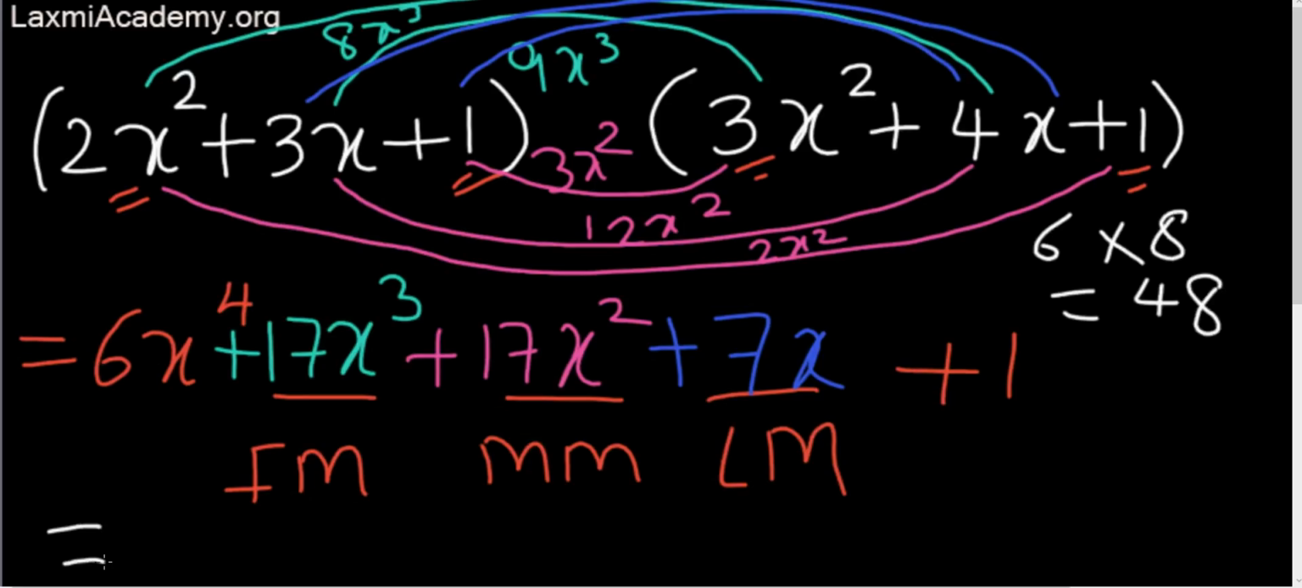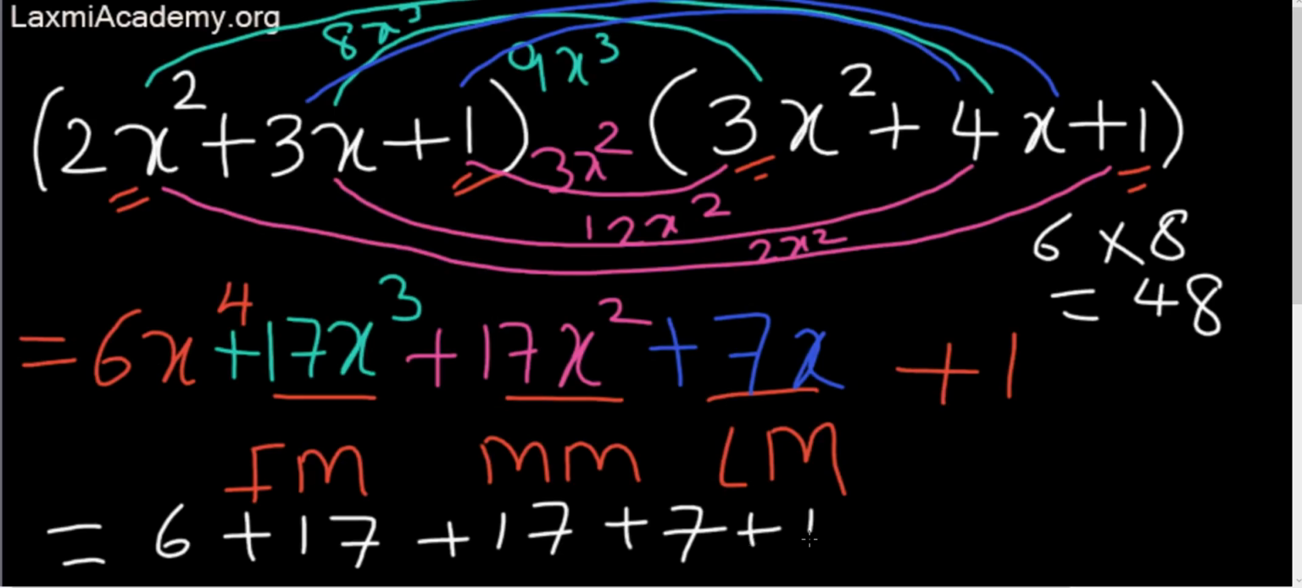You do the same thing with the answer. 6x to the fourth plus 17x cubed plus 17x squared plus 7x plus 1. We are going to substitute 1 over here also, since we have substituted 1 over here. So 17 plus 17 is 34. 34 plus 1 is 35. 35 plus 7 is 42. 42 plus 6 is 48. And here I'm using the single digit addition trick, which I have a video already on. So this is 48, this is 48.